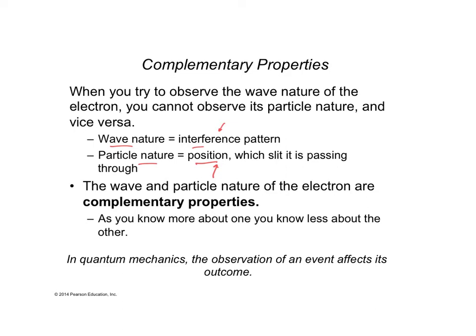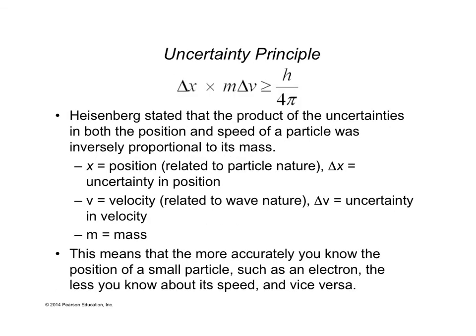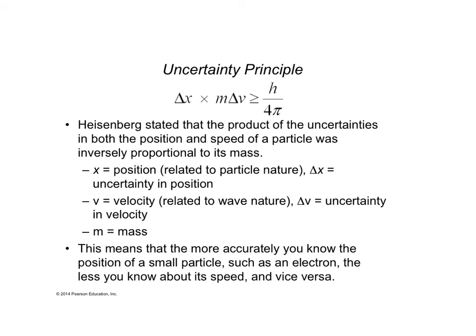Okay, so this trade-off, this tit for tat with respect to these complementary properties, is quantified or formalized via what we call the Heisenberg uncertainty principle. In the uncertainty principle, what they tell us is that position, which is part of the particle-like nature of the electron, and velocity, which is part of the wave-like nature of the electron, are our two complementary properties that we deal with in the Heisenberg uncertainty principle, right?